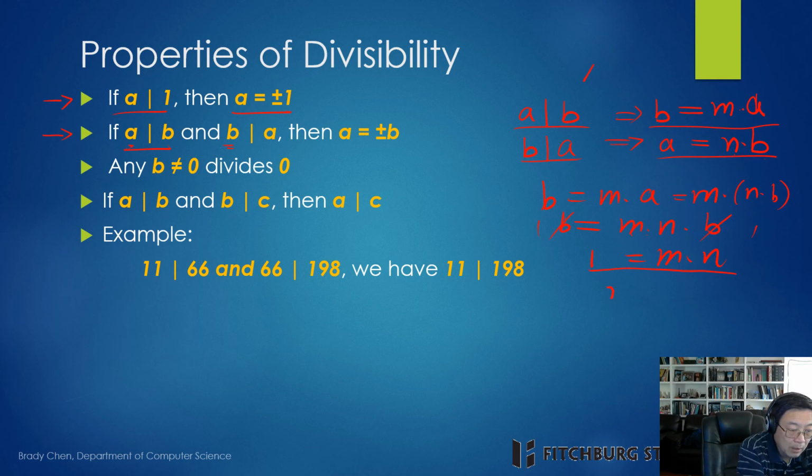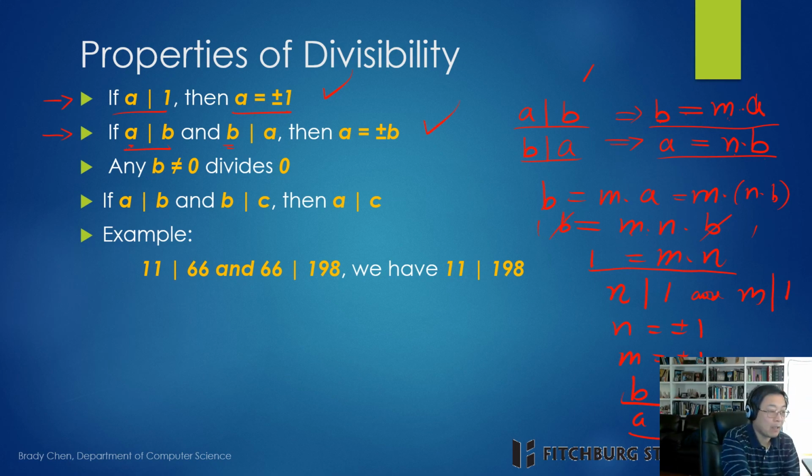So that means n divides 1 and, it's actually and, m divides 1. So that means n is positive or minus 1 by the first property. And also m could be positive or minus 1. So what does that mean? That means b equals, we replace m with positive or minus 1, so b equals plus or minus a. Or vice versa, a equals plus or minus b. Either way, it doesn't make any difference. So if a divides b and b divides a, then a and b are basically the same number, or maybe the opposite number with the same absolute value.